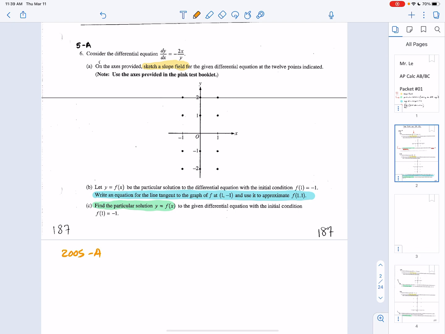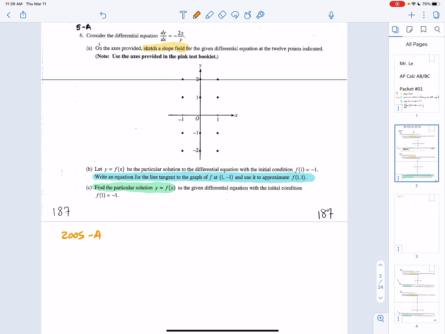Go ahead and make sure that you guys are labeling your problems so that you can organize it. 2005 Form A, Part C. We have dy/dx is equal to negative 2x over y with the given condition of f of 1 is equal to negative 1.